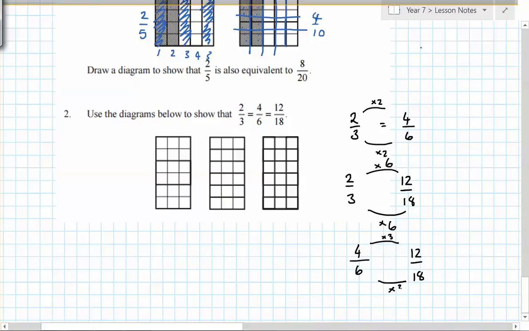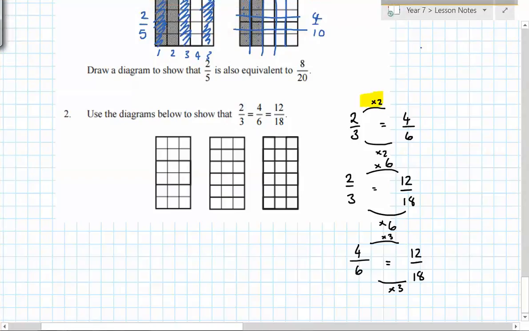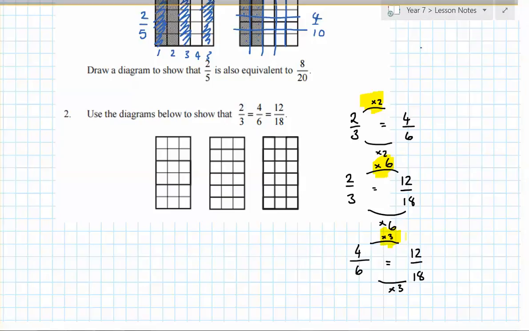So we have shown that all of those fractions are equivalent, but what I want to make sure you understand is this timesing thing that we've been doing. So the timesing by 2, timesing by 6, timesing by 3, what do we actually do with the diagram? When we get the cakes out, I need you to understand what we do. So the timesing by 2 is actually the same as something else.